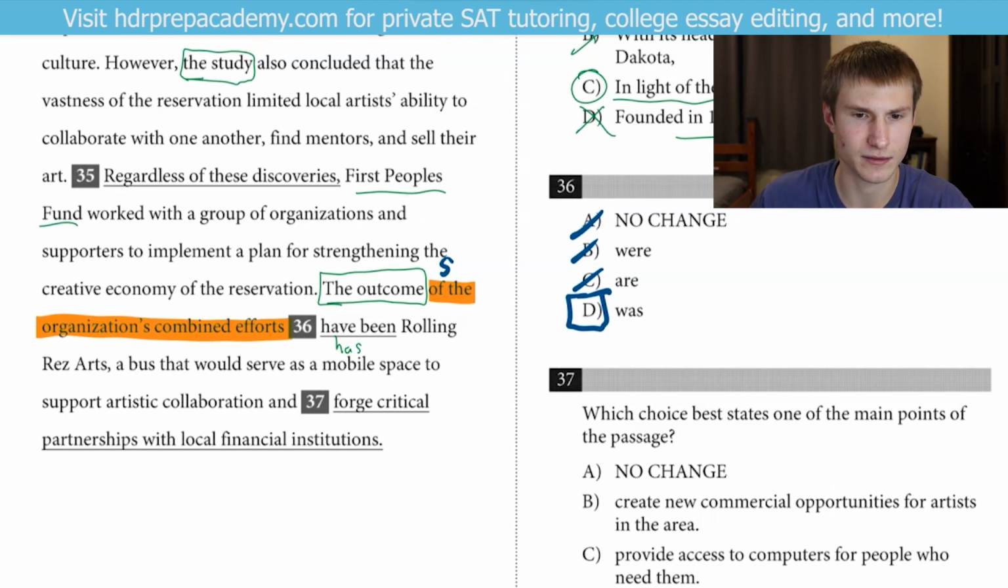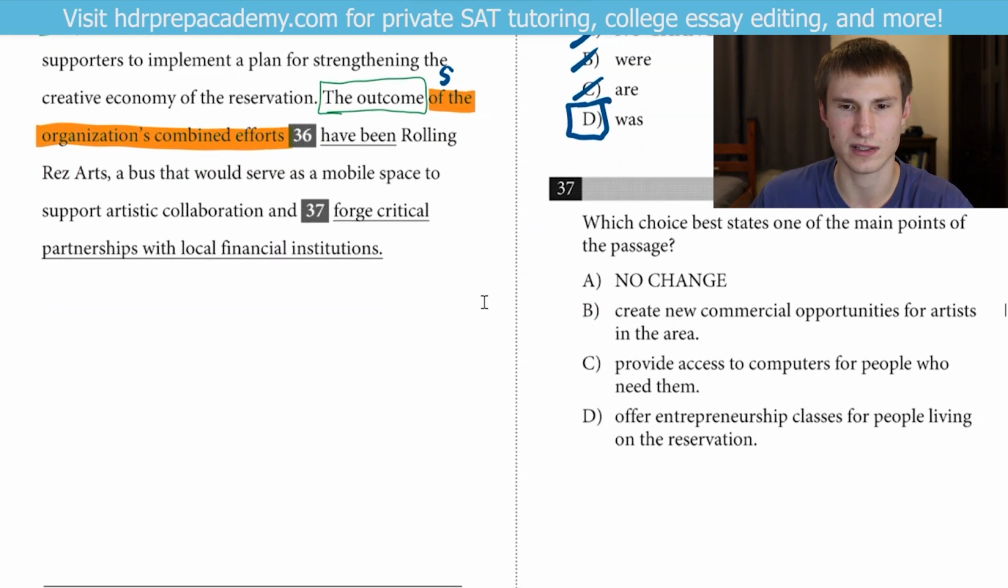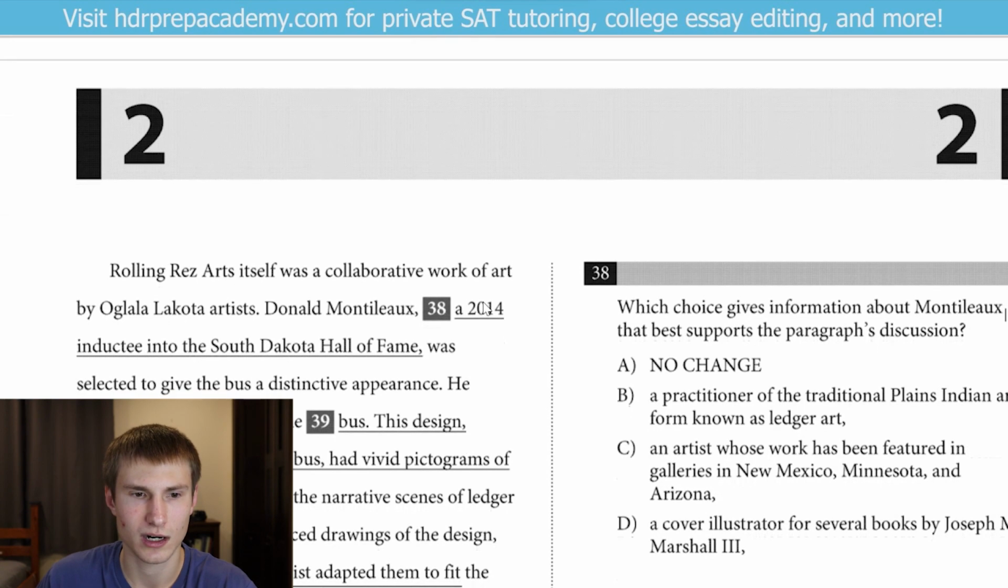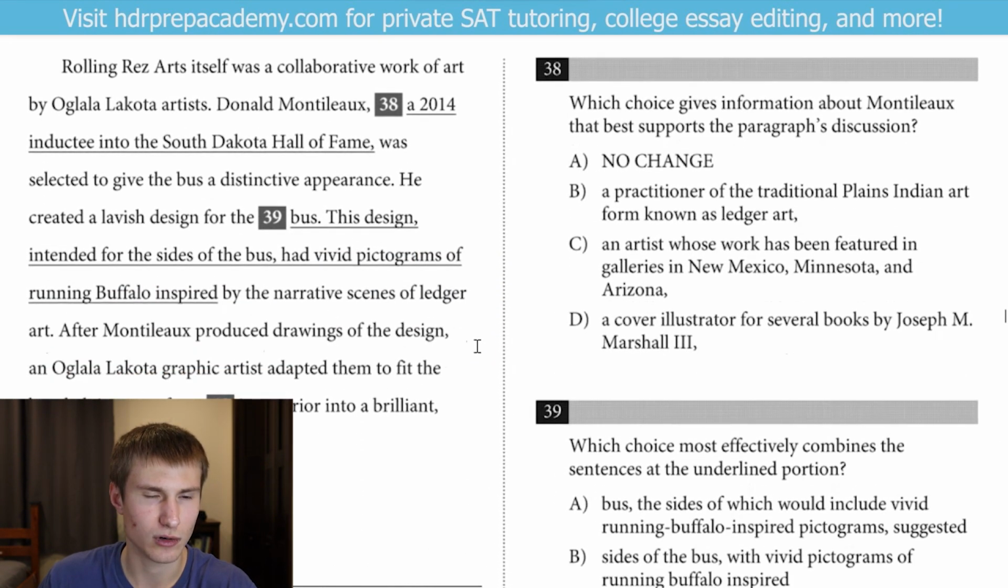All right, moving on now. We have a bus that would serve as a mobile space to support artistic collaboration and forge critical partnerships with local finance institutions. We're asked which choice best states one of the main points of the passage. In order to determine the main point of the passage, we need to read on. Rolling Res Arts itself was a collaborative work of art by Oglala Lakota artist Donald Montileaux. Then we have 38, which choice provides information about Montileaux that best supports the paragraph's discussion. So we've got to read on a little bit.